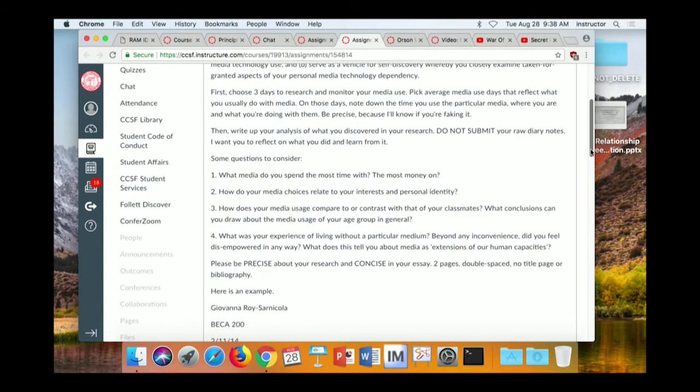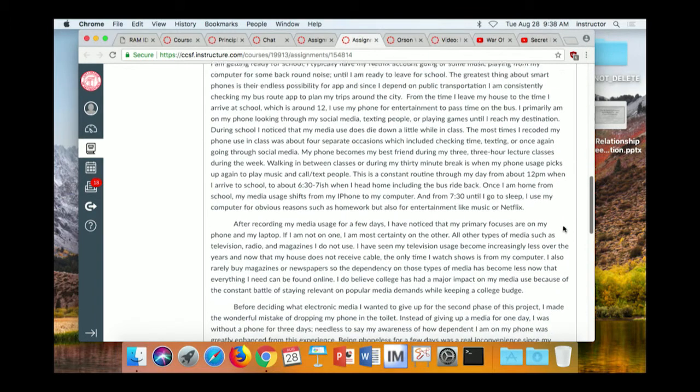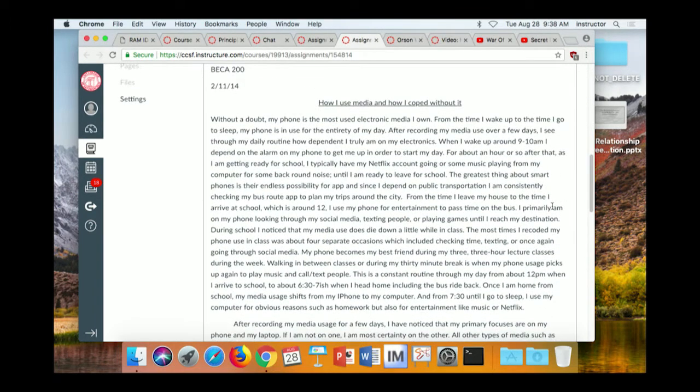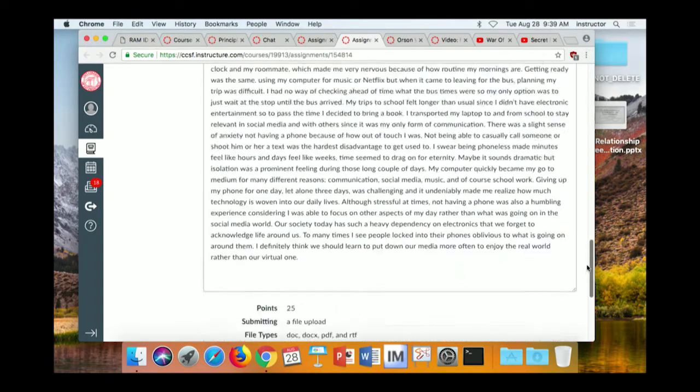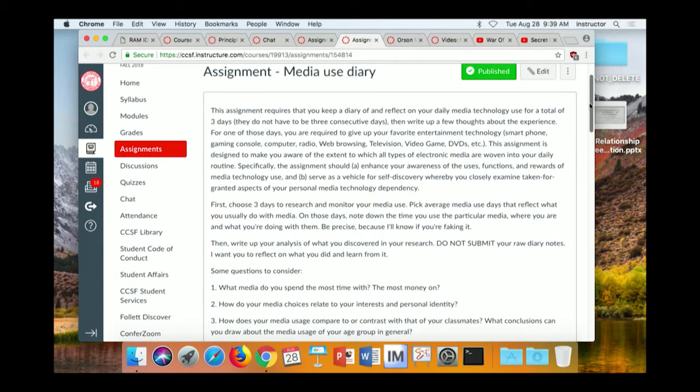I'd say there's three parts to this assignment, and in the write-up that I'm showing you, here's an example at the bottom. From here on down, the essay is called How I Use Media and How I Coped Without It. This is the kind of thing I'm hoping that you will do for yourself and submit to me. It's a little bit longer than what's required of you, but that never bothers me. So there's an example at the bottom, right?